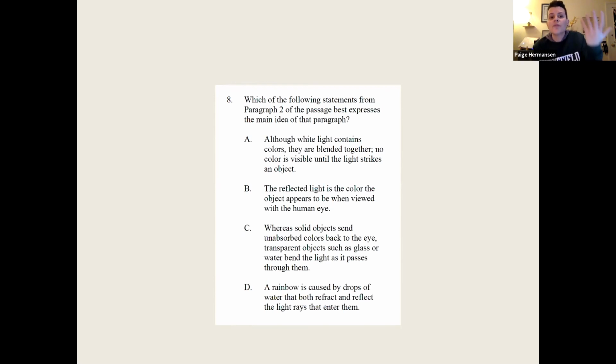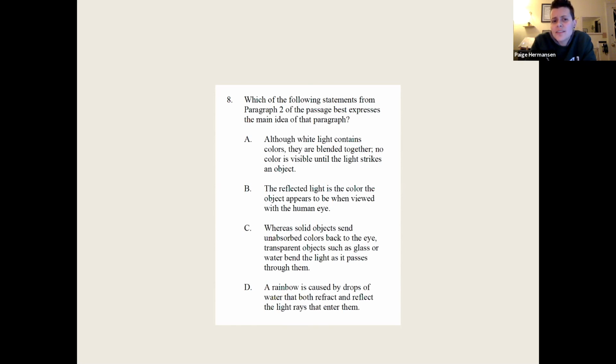So all of this information in this paragraph is geared toward helping us better understand what is going on with rainbows and how they're created. So if you look at an option like B, the reflected light is the color the object appears to be when viewed with the human eye. Again, it's not the main idea of the paragraph because the main point of the paragraph is explaining all this information as it relates to rainbows, right? So B's not it.